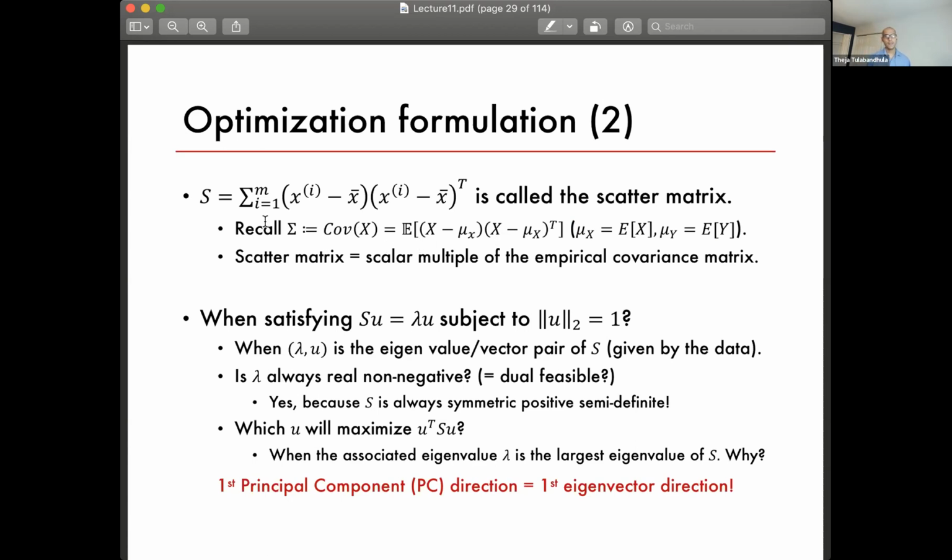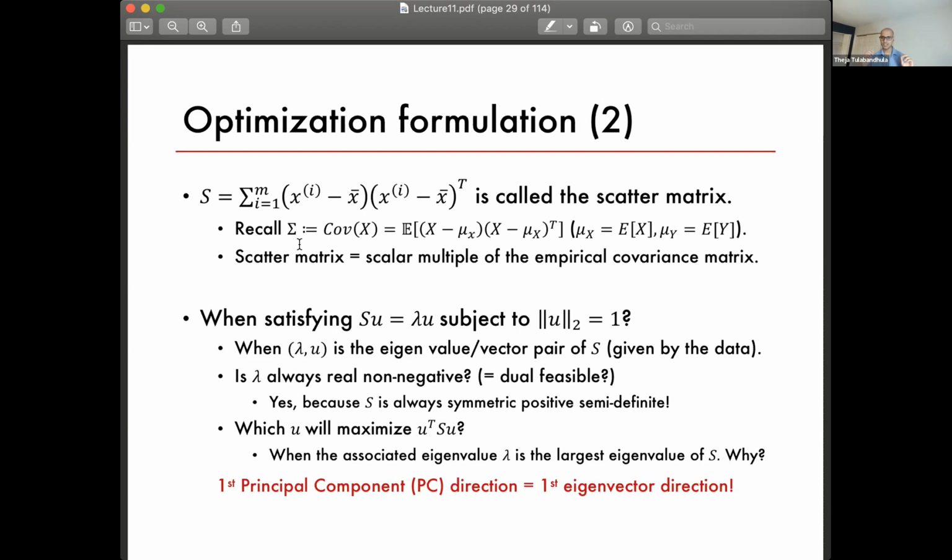And so S is nothing but a scalar multiple of the empirical covariance matrix, because if you just do 1 by m times S, that's an estimate of your covariance matrix. That's a candidate estimator of your covariance matrix, and it has its own properties of how good it is, what its quality is, and so on. Okay. So now let's focus on our original problem.